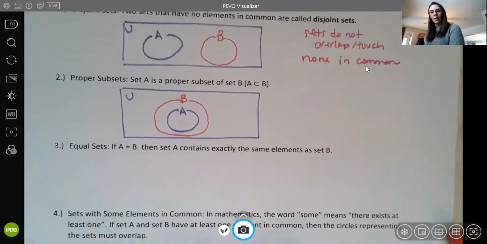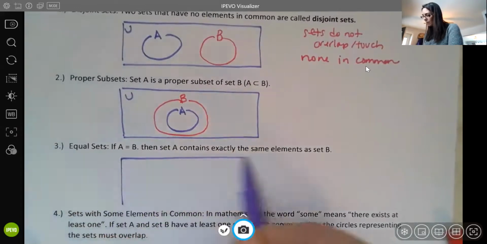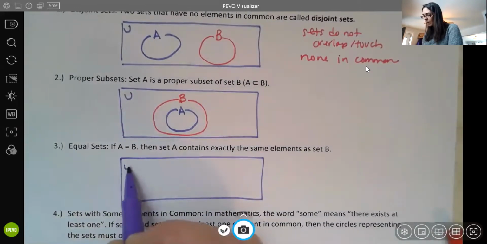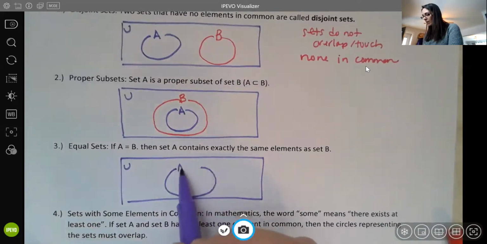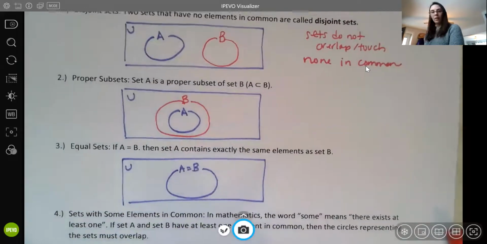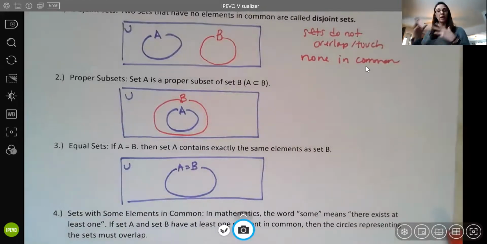Now, if you have sets that are equal, what we typically do is draw one circle and write something like A equals B to show that those two sets are equal. So we're not drawing two different circles. We're just drawing one circle and saying that this represents both sets because they're exactly the same. Every element is the same. There's no difference at all, right? Everything is exactly the same.